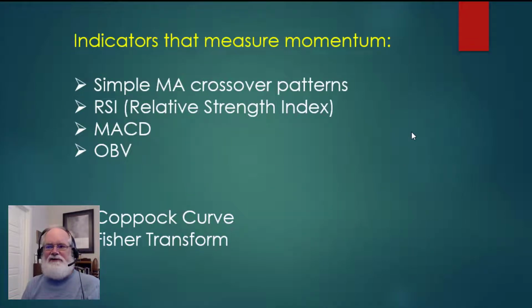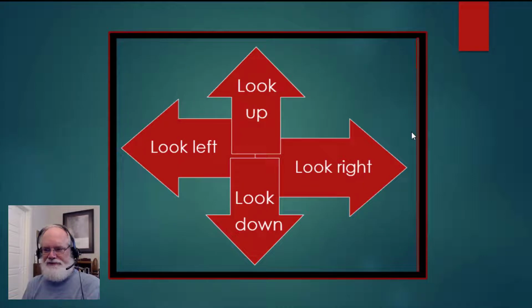So indicators that can measure momentum, I'm not going to go into each of these, but just to mention some that you can play with on your charts: a simple moving average crossover, RSI, or Wilder's Relative Strength Index, MACD, OBV, and some that you might not have played with before, that I use quite a bit, Copic Curve and the Fisher Transform.